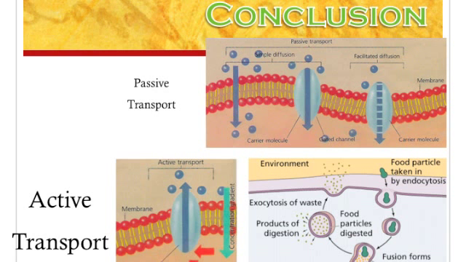Now, in conclusion, you have two types of transportation. You have passive transport and you have active transport. In passive transport, you have two types. You have simple diffusion, which is when molecules move from a higher concentration to a lower concentration, and this can happen through a gated channel, or it can just freely happen through the lipid bilayer.